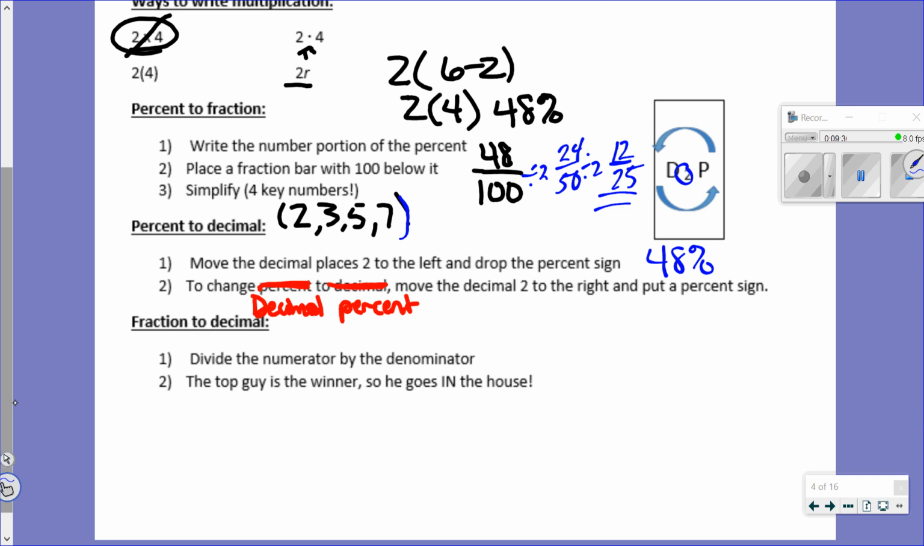So if I'm going percent, the P, to the decimal, which way does the arrow go? Left. So I'm going to move it left. If I don't see my decimal place, where is it? Right. Where is it, Rowan?